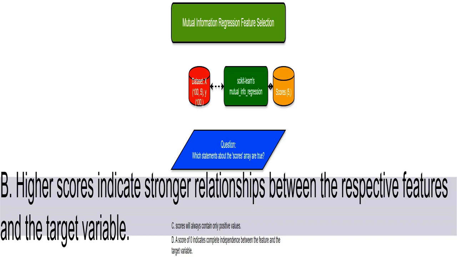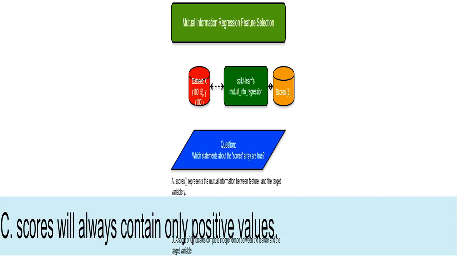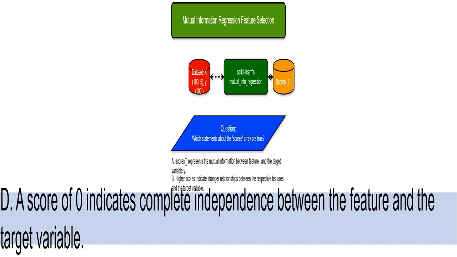A higher score means a stronger relationship between the feature and the target. More information about one tells me more about the other. This is incorrect. While mutual information is always 0 or positive, due to how computers handle numbers, I might get values very close to 0, but not exactly 0. Yep, this is true.